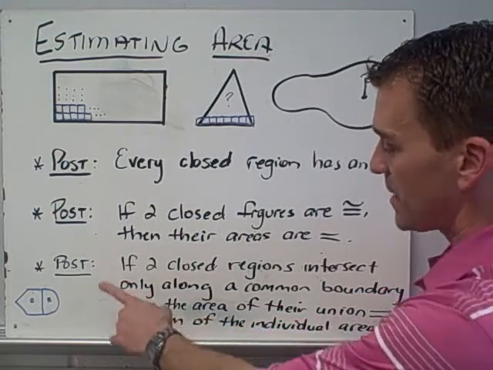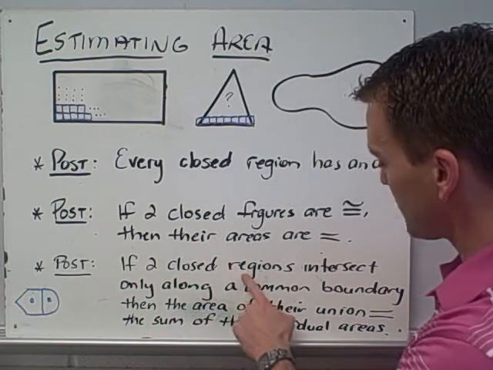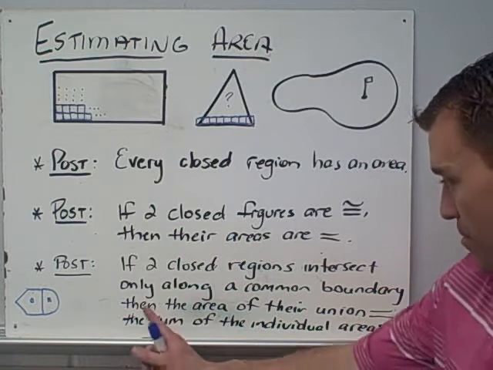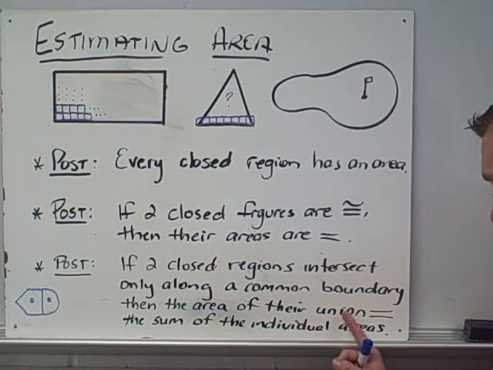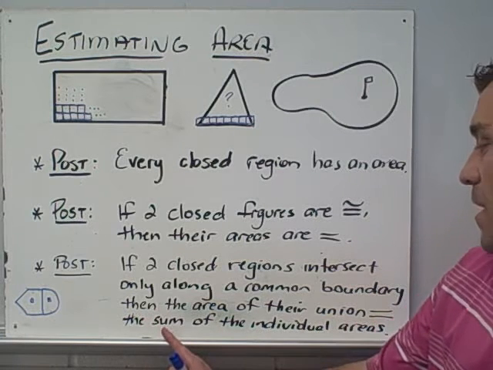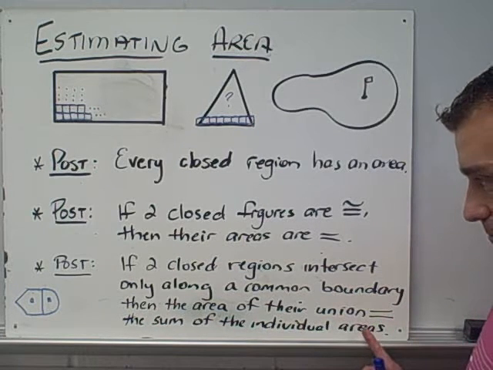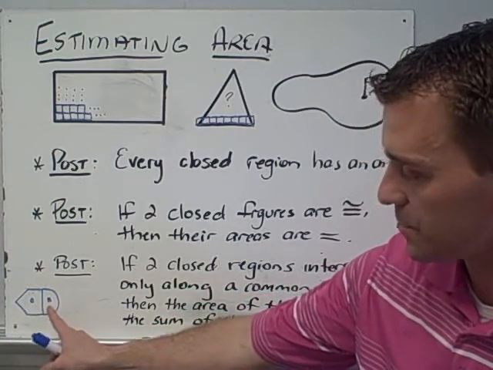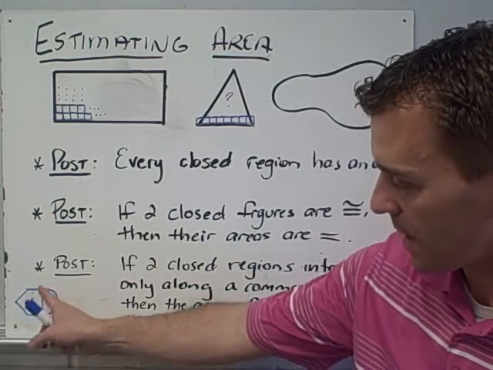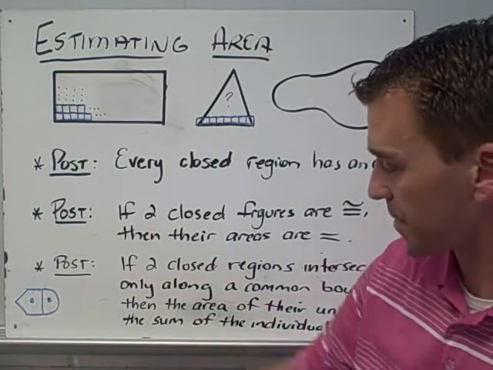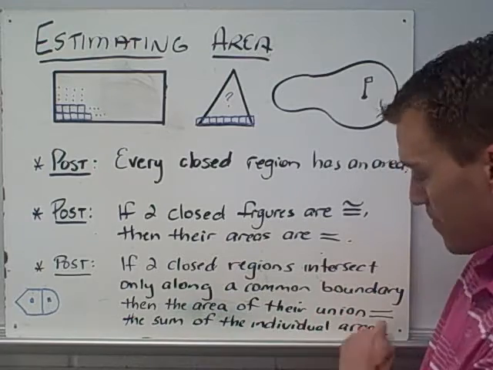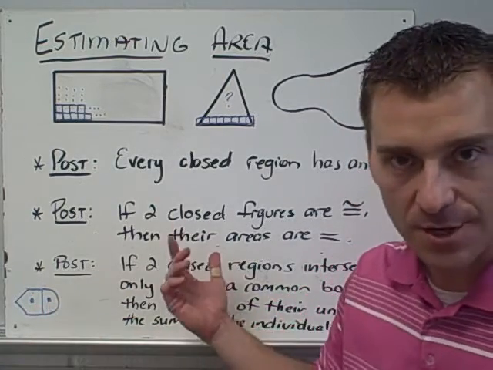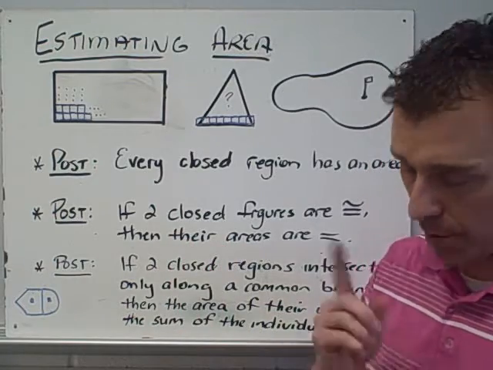This one right here basically says: if two closed regions intersect only along a common boundary, then the area of their union equals the sum of the individual areas. Here's what that means. Over here on the left is a simple little picture. Here's region A, here's region B. Its boundary is that line right there. If they meet along a common boundary, you can take the area of this shape and the area of this shape and add them together, and you get your overall area. Not a difficult concept, but it is important.